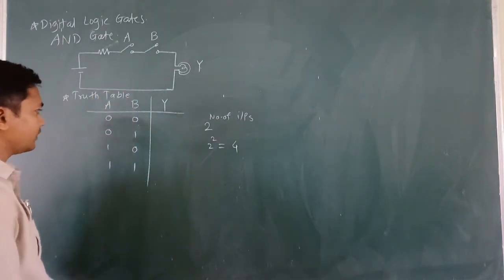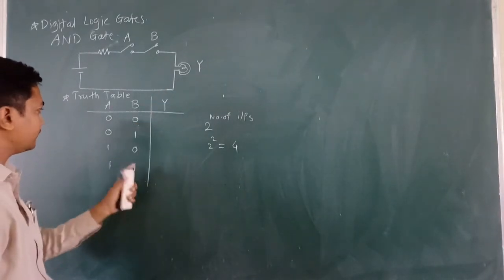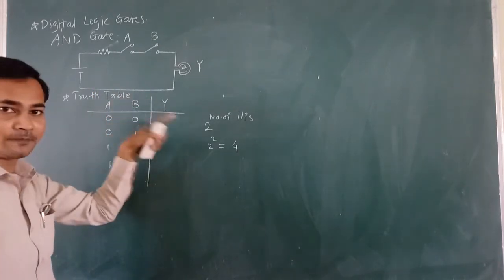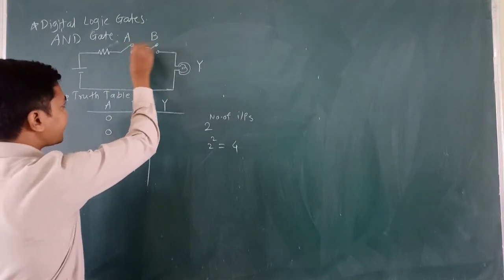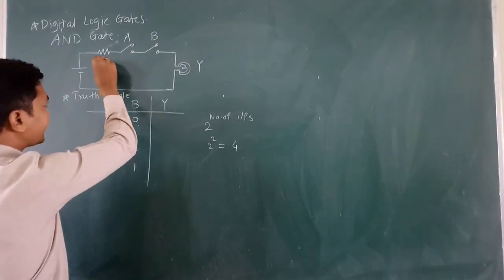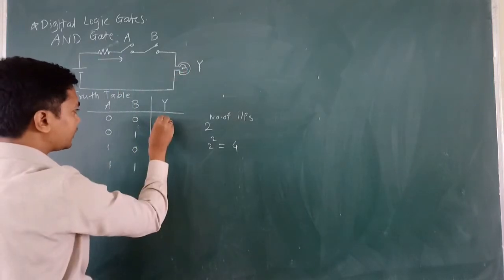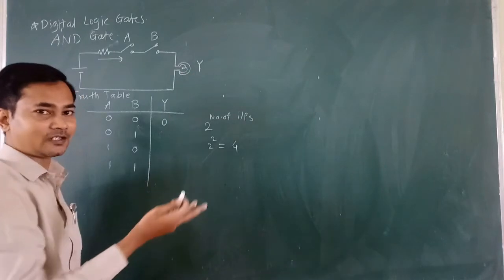Now let us see whether the bulb will be turned on with these conditions. 0 means the switch is not pressed, and 1 means the switch is pressed. So 0 0 means switches A and B are not pressed, then current cannot flow in this circuit. So the output will remain in the off state. The bulb will not be turned on.